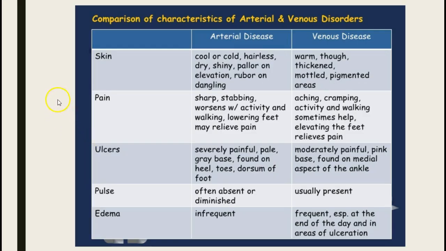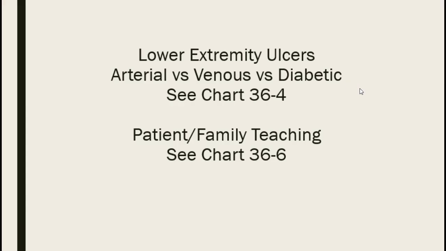This might be a great slide to print out as a study guide. I'm not going to read it to you, but it shows a comparison between arterial diseases and venous disease. I'd also like to refer you to chart 36.4 and 36.6. Chart 36.4 shows you the difference between some pictures and a comparison between arterial, venous, and diabetic ulcers. And then chart 36.6 has some patient and family teaching that is important.